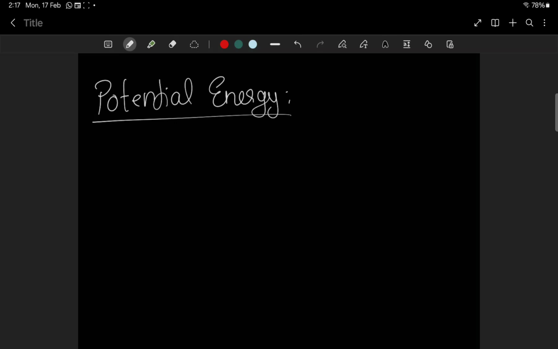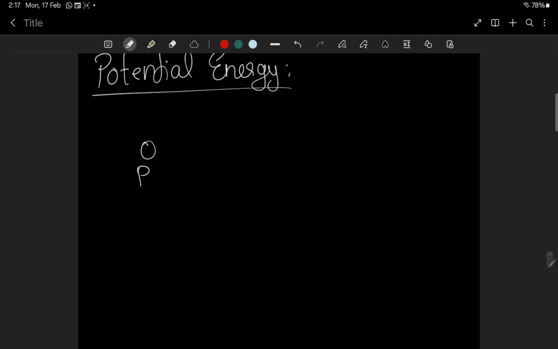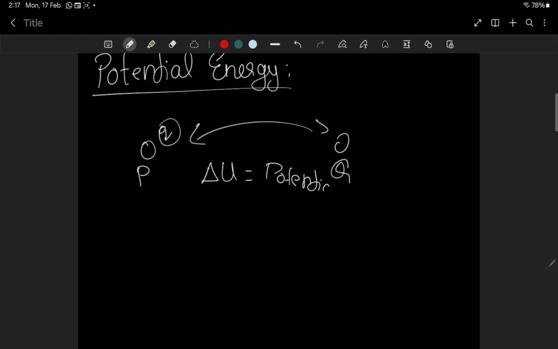But in case, look, if I have a point P and a point Q, and I take a charge Q from one to the other, and there is a potential change, then delta U is equal to the change in potential energy. Don't forget.